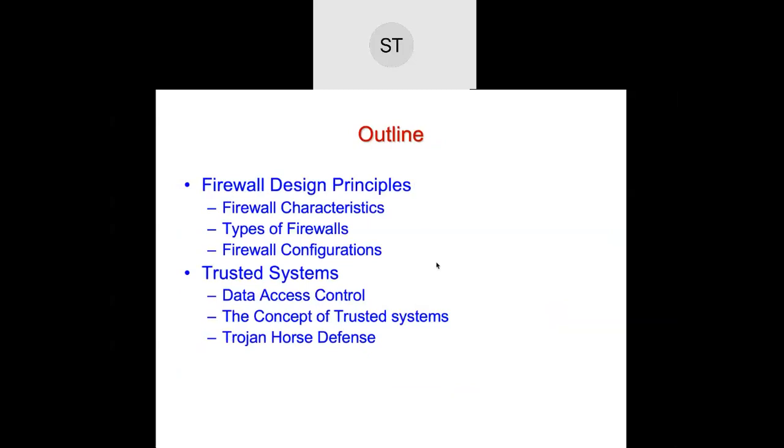So as far as design principles are concerned, we need to take characteristics, types, and configuration into account. All these three together will give you a nice configuration. What you can see after discussion is that no single available firewall is suitable. You need to go for combinations, and that is called how you are configuring your firewall scenario in your network.